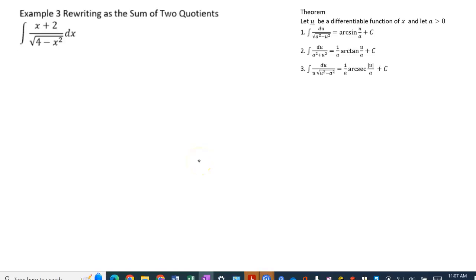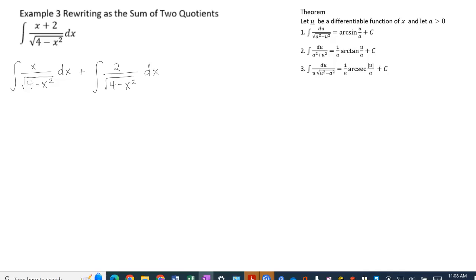So when we look at this example, it doesn't appear that this integral fits any of the three forms that we have from our theorem on integrating involving inverse trig functions. But if we split this integral up into two separate integrals, then we will be able to integrate this using one of our formulas. So the first thing I'm doing is I'm separating this into two separate integrals by splitting this up into two fractions.